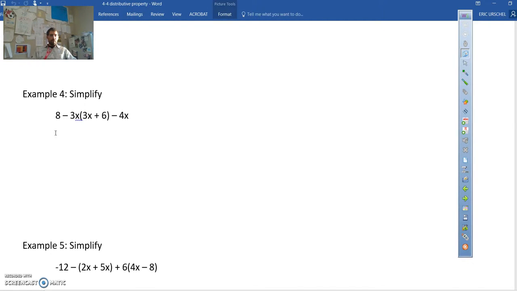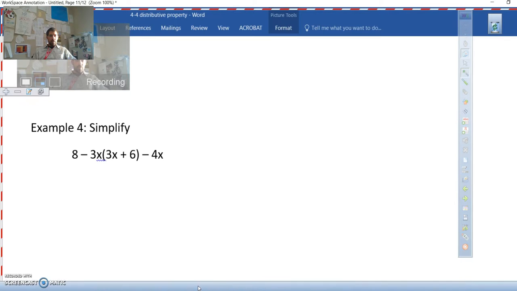So again, guys, I see the subtraction, so I'm going to make sure I add opposite right away. I'm going to keep add opposite, add opposite. So the 8 just stays. I'm going to do this negative 3x times 3x.